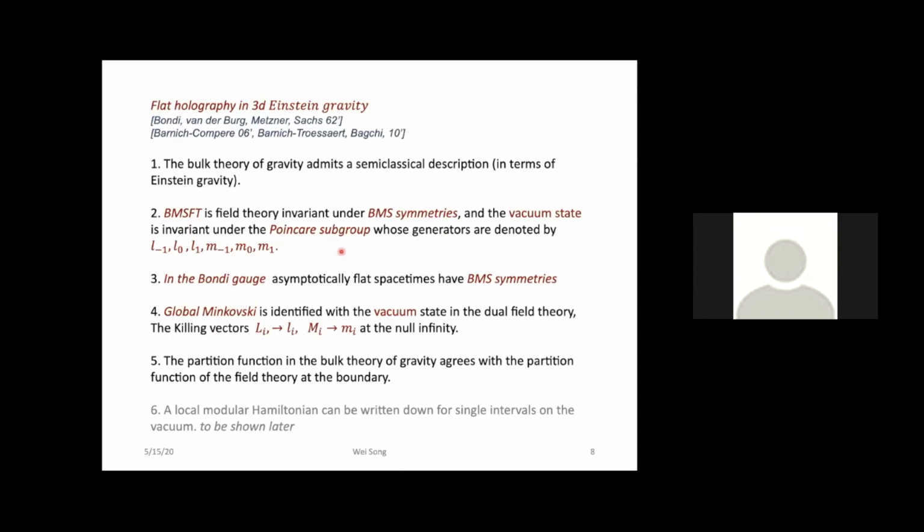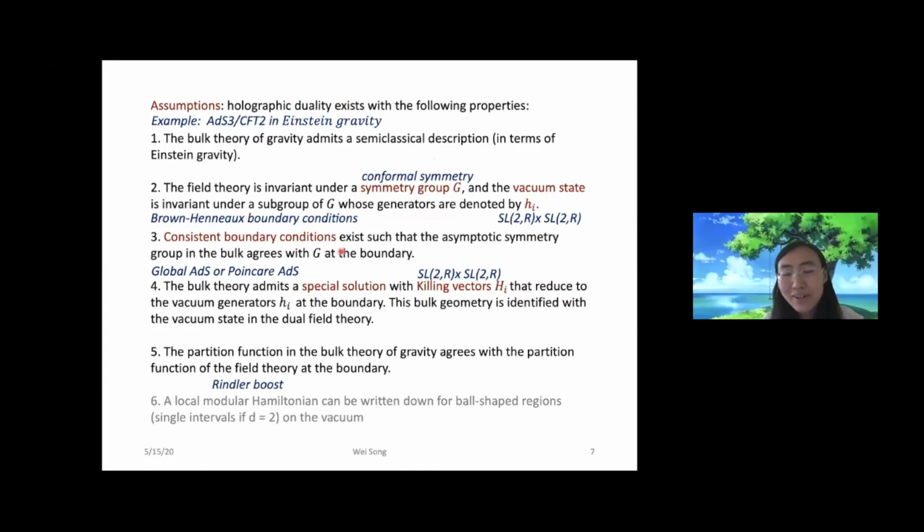Maybe it's clear to directly say what I mean. So that's item two. It's purely about the field theory. In this talk, when I say the field theory, I refer to the field theory at the boundary, the dual field theory. So in the gravity, in the bulk, I will only consider gravity. So item three is about the bulk.